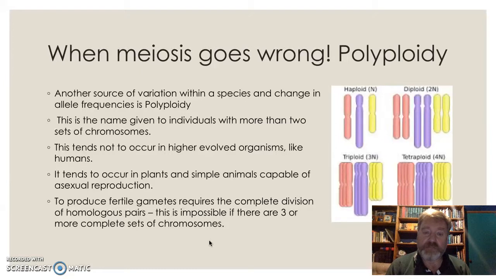But in some plants, it's not a problem. It often means they're not fertile, but they still live okay. And this also happens often in simple organisms, particularly those things that are capable of asexual reproduction. So the ability to make gametes, unfortunately, doesn't occur because you've got too many sets of chromosomes. But life can still continue. So polyploidy can be a real issue, but we don't see polyploidy in higher mammals.